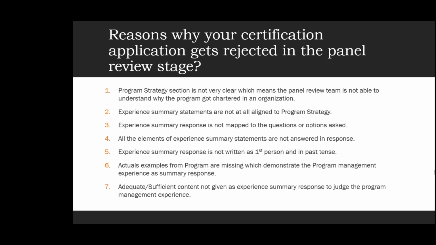The sixth key reason why the application gets rejected is that actual examples from the program are missing. People just write very generic statements. They do not give actual examples of what kind of risks they faced, what kind of benefit measurement they had in their program. Even in the stakeholder engagement experience summary, who are the key stakeholders, how did they analyze them, how did they address their concerns, needs, and expectations. So the examples are missing, and if you do not give examples, as a panel reviewer it will be difficult for me to understand your program experience.